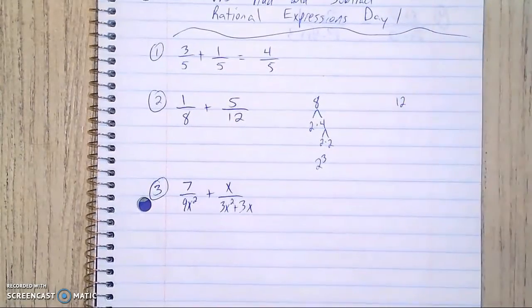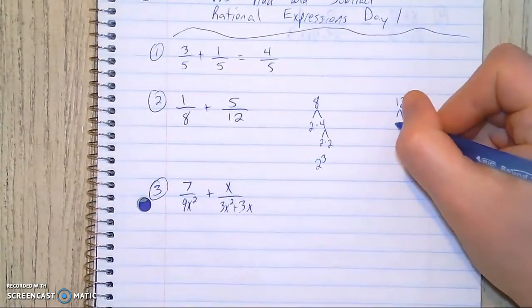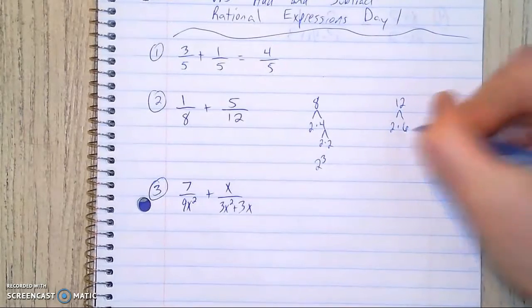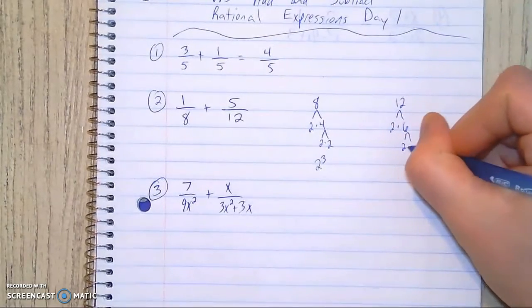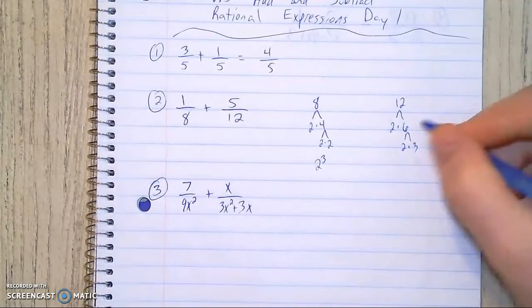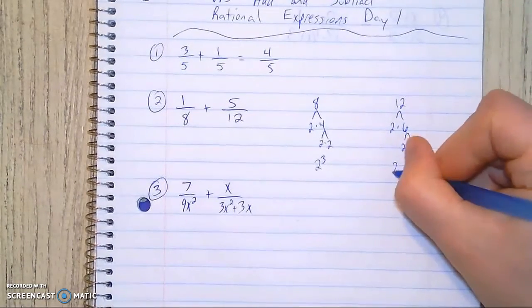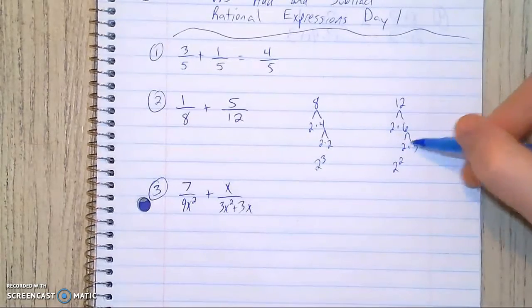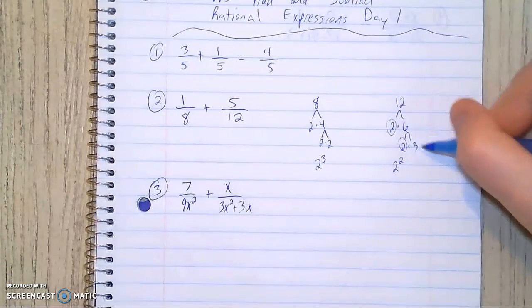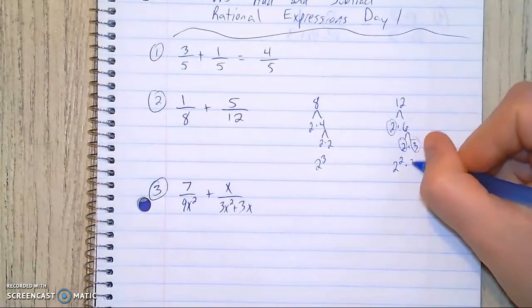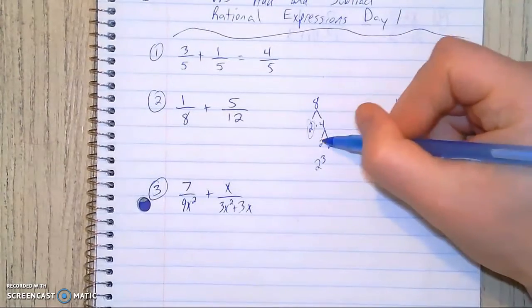So then I do the same thing with 12, and I can factor that as 2 times 6, and then that can keep going and become 2 times 3. So then I can get the prime factorization here as 2 times 2, that's 2 to the second power, and after using those, there's still this times 3 that I have to take care of.